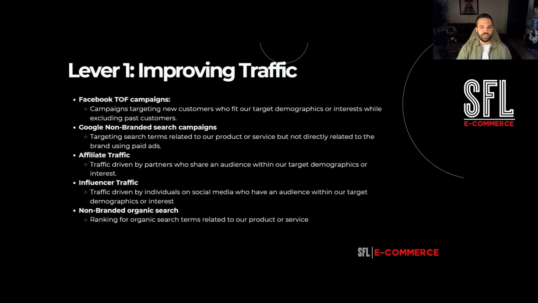Non-branded organic search. So anything that's coming from keywords that are not related to your brand directly. So keywords around your products or the benefits of your products. The reason that we say non-branded, I guess, is because if it's branded search, that's really kind of more of like a retention thing or a retargeting thing. They've heard about your brand at some point, otherwise they wouldn't be searching it.